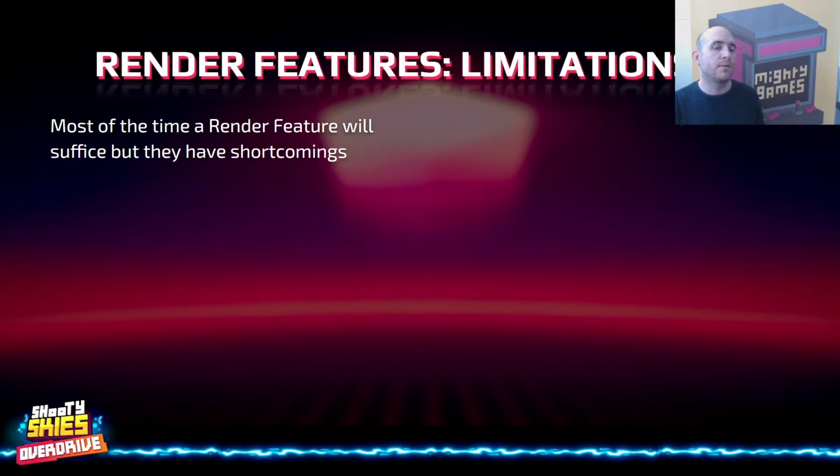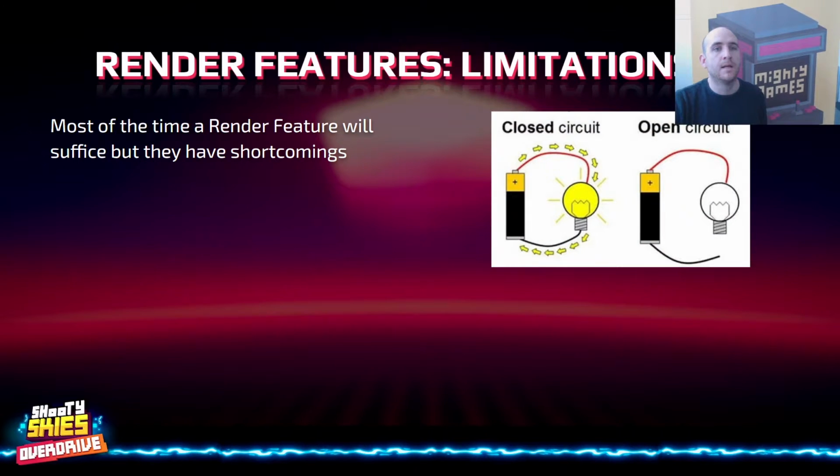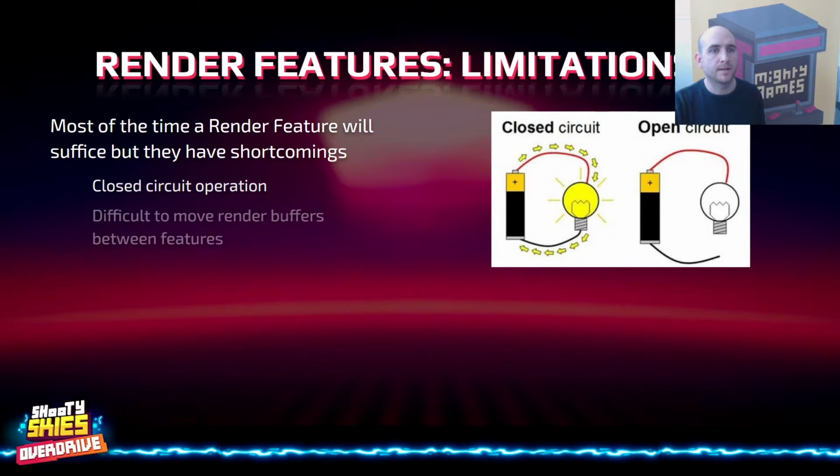I find that most of the time a render feature will suffice for the bulk of the work you're doing, but they do have shortcomings, and these shortcomings were critical in doing our work for our graphics update. And mainly, the biggest shortcoming is that it has a kind of closed circuit approach in the way it handles a render pass, and it's very difficult to move render buffers between features. So everything that happens within a scriptable render feature and a scriptable render pass sort of is executed in there, and you can't really get to it once it's already done. So everything's set off to the command buffer, is processed, and it's completed, it's cleaned up, and bang, you're done and dusted. You can't really do anything more with it after it, and you certainly can't really do too much before that.